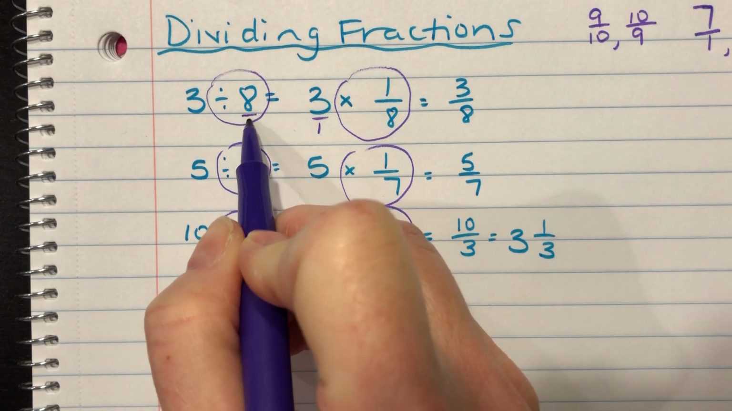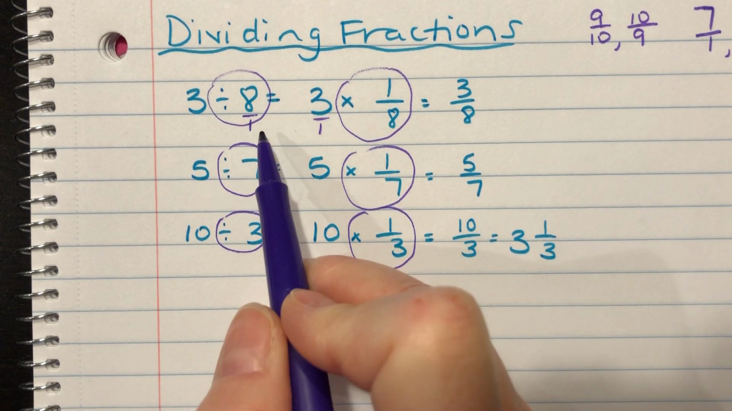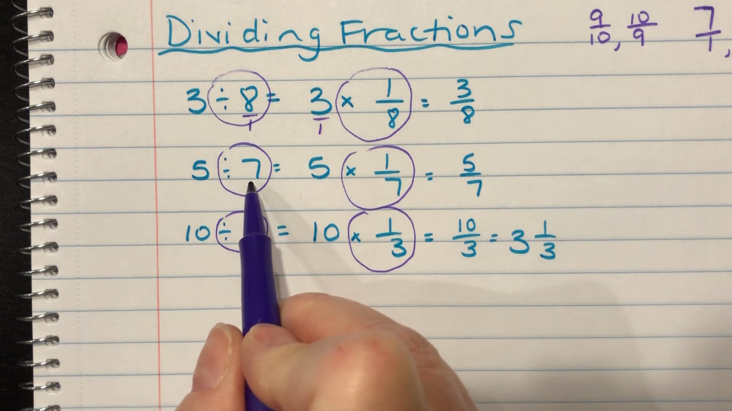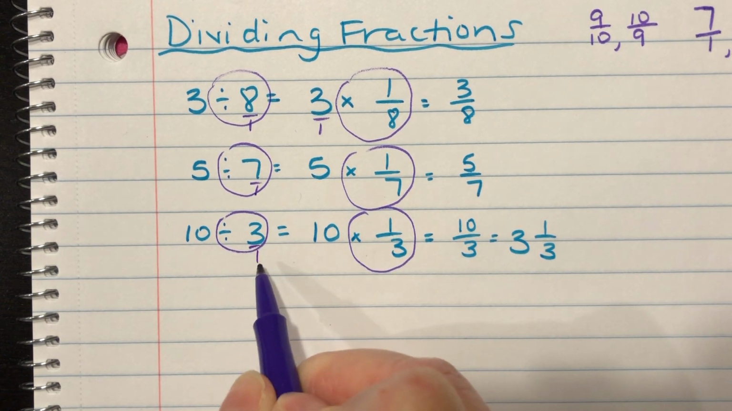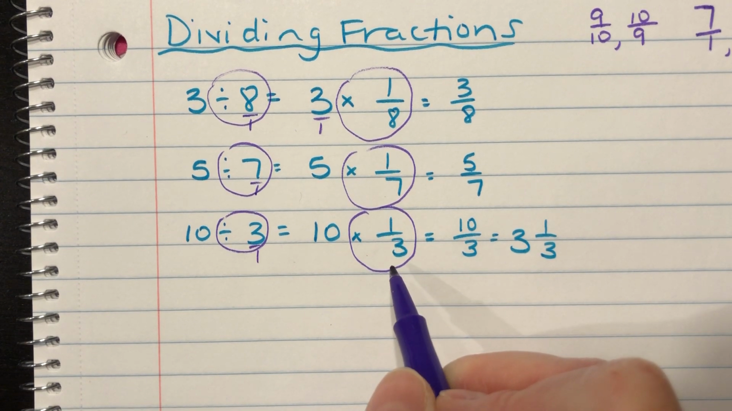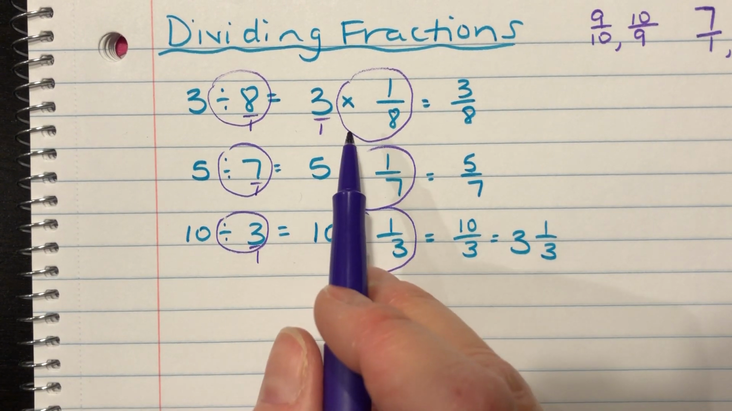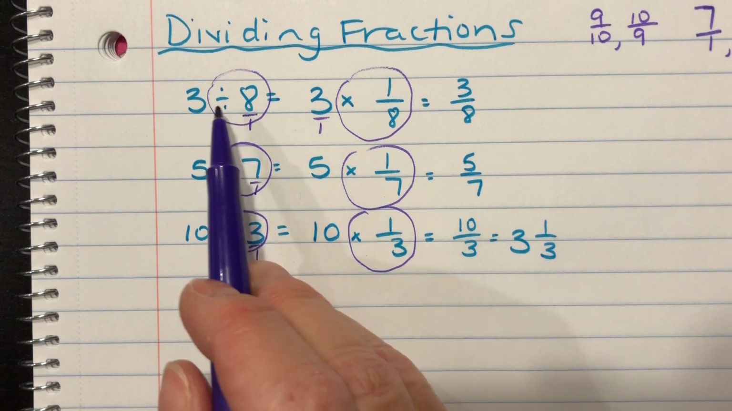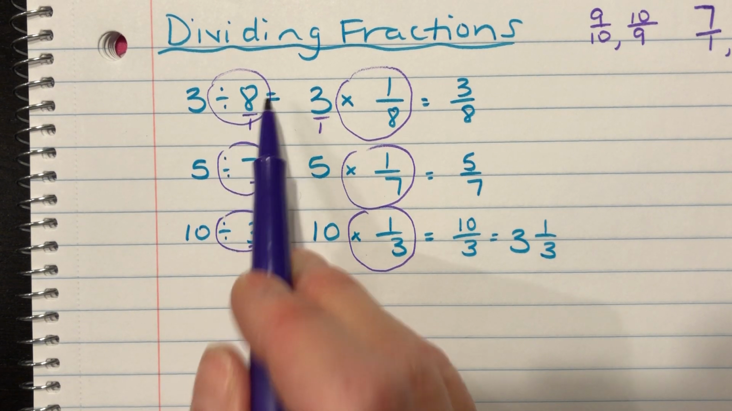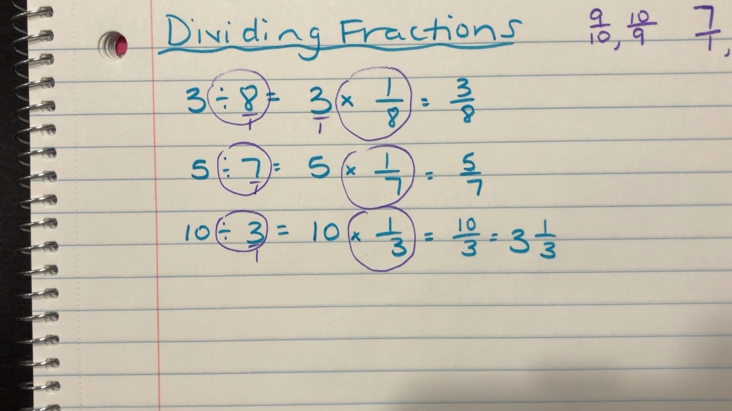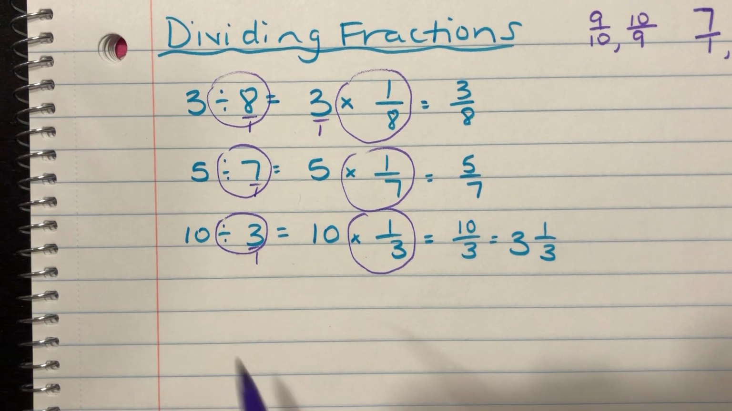If I put a 1 underneath this 8 over 1, the reciprocal of 8 over 1 is 1/8. The reciprocal of 7 is 1/7. The reciprocal of 3 is 1/3. So when we divided this first set of fractions, what we really did was we changed the problem to multiplication by multiplying by the reciprocal of whatever we were going to divide by. So let's look at the next set.